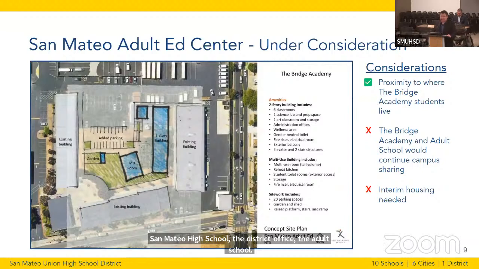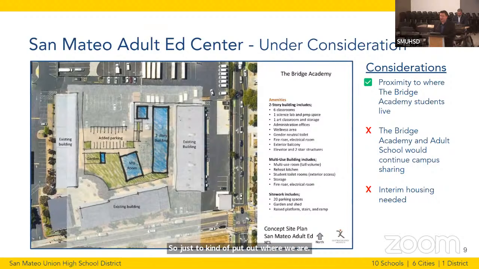So just to kind of put out where we are, on the bottom of the screen is Poplar. On the right of the screen is Humboldt. And so the existing buildings on the left and the bottom are the modular buildings of the adult school. And on the right is the transportation, we call it the transportation barn. And so this option basically has the Bridge Academy where it currently is.